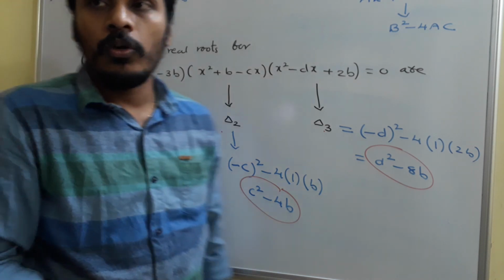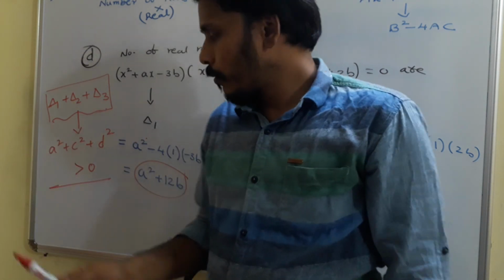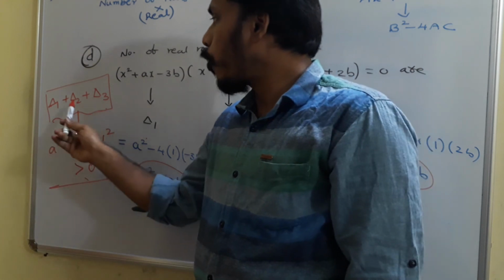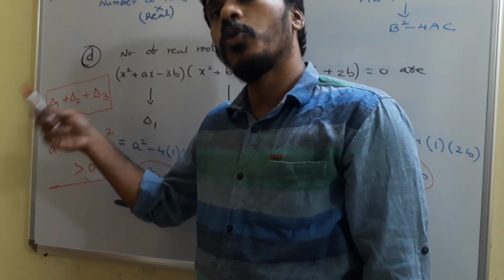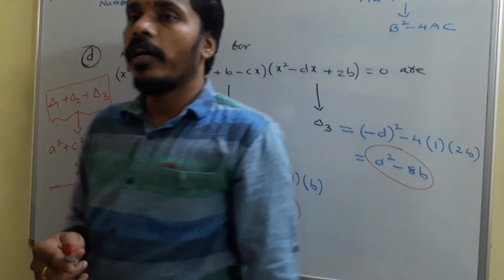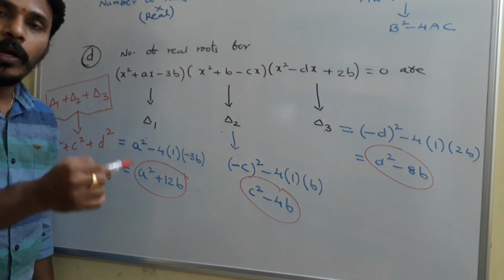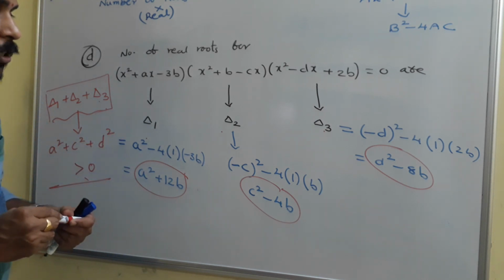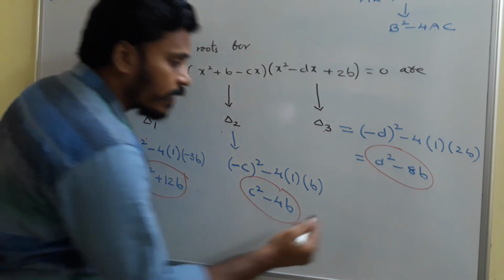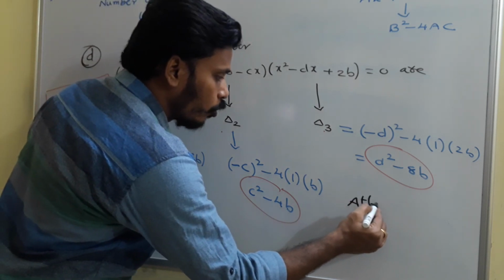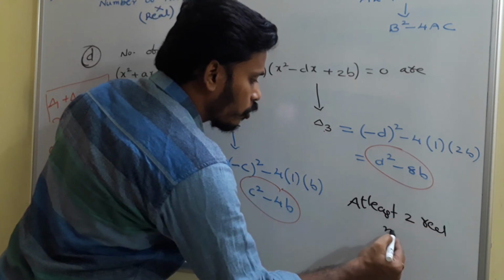Whenever it is positive, there are different possibilities. All three positive, then it happens. Two positive, one negative, then it happens. Any one positive and two negative, then also there is a chance to get the sum greater than 0. That means at least one is positive. Since at least one is positive, in this case we say that this equation also has at least two real roots. We are guaranteed 2 but not sure about more.